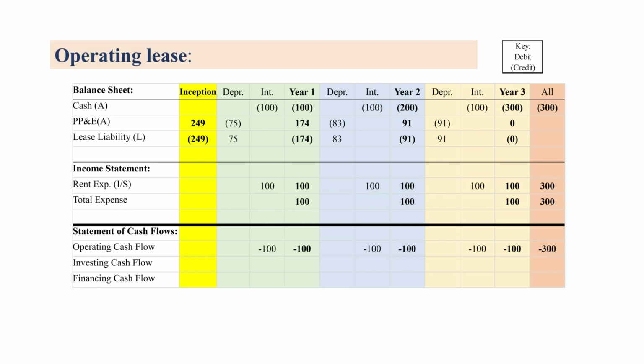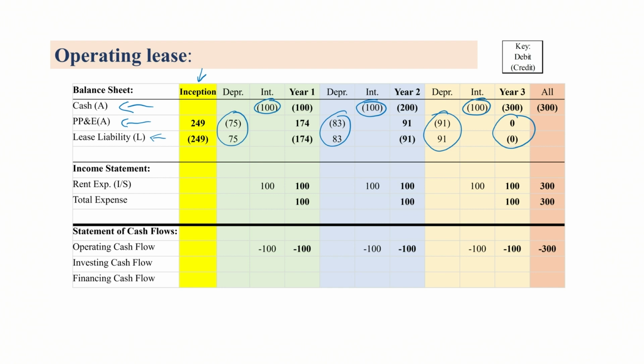Now we'll just look at the operating lease. At the inception, it's the same journal entries. We created an asset and a liability for $249. Looking at the cash account, we made the same $100 payments over the 3 years. The difference is we're now no longer straight line depreciating the PP&E account. We do the same thing for the PP&E account that we do for the liability account. So they both reduce by 75 in year 1, 83 in year 2, and 91 in year 3. They both end up at 0 after 3 years.